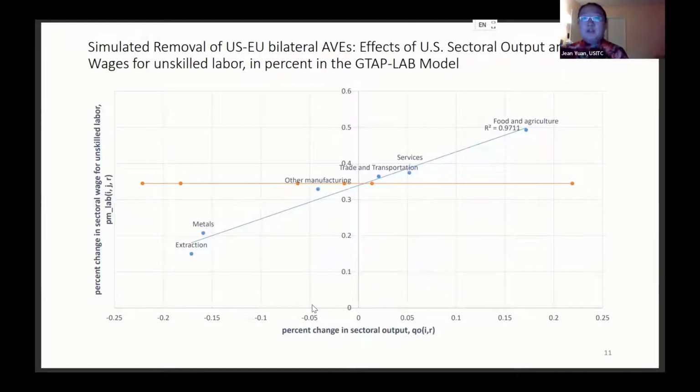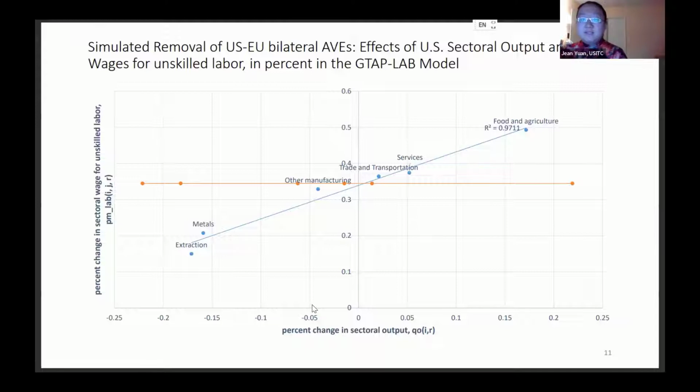And then here I've actually done two scatter plots on the relationship between the changing sectoral output and the changing sectoral wages for unskilled labor for the US. The orange line is the result in the standard GTAP model, and the blue line is the result in the GTAP labor model.